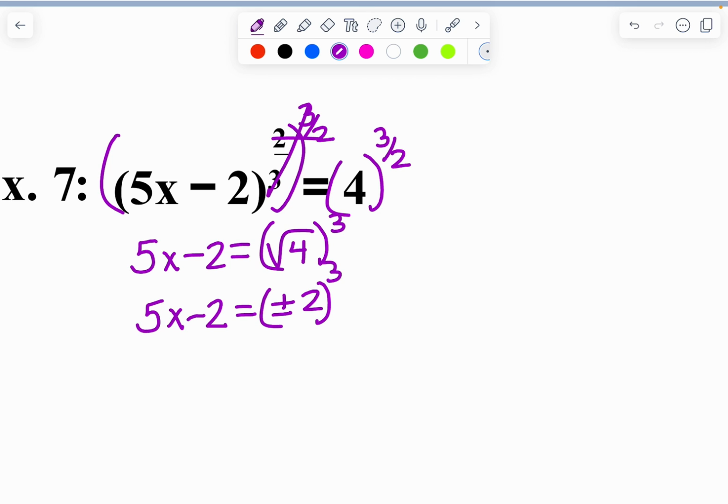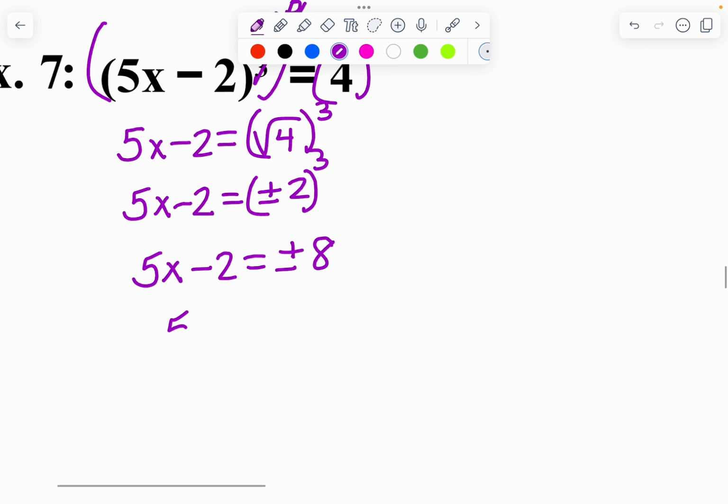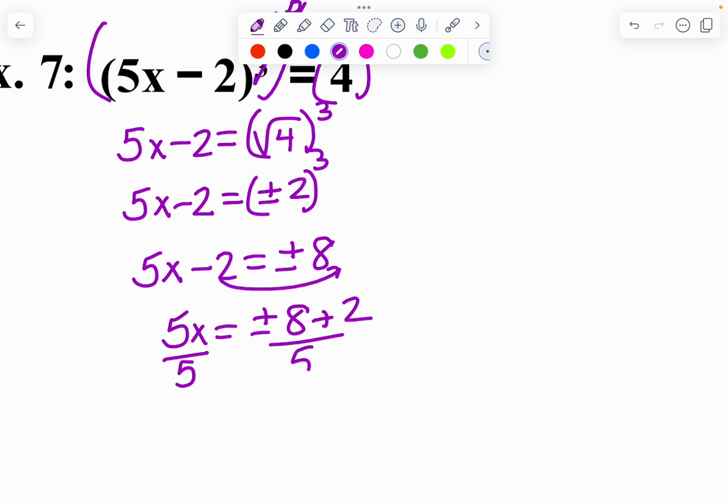That's very important that you realize that you are solving this one. You're not just checking, you're solving this one. So the square root of 4 is plus or minus 2, so you're going to cube that. So 5x minus 2 equals plus or minus 8. Now you're going to add a 2 to both sides, and then you divide by 5.